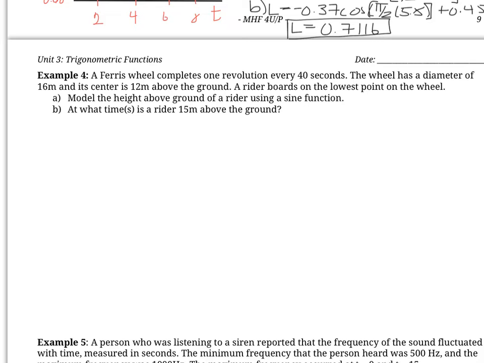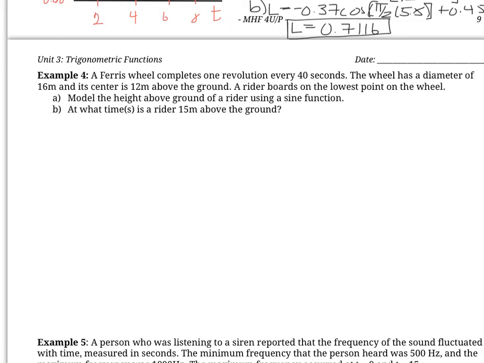A Ferris wheel completes 1 revolution every 40 seconds. The wheel has a diameter of 16 and its center is 12 meters above the ground. A rider boards on the lowest point of the wheel. So that's what we can think of as our starting point. That's where we're going to start collecting data. And at what times is the rider 15 meters above the ground? Again, we know we have to come up with a sine function. We don't even need this little thing to tell us that.